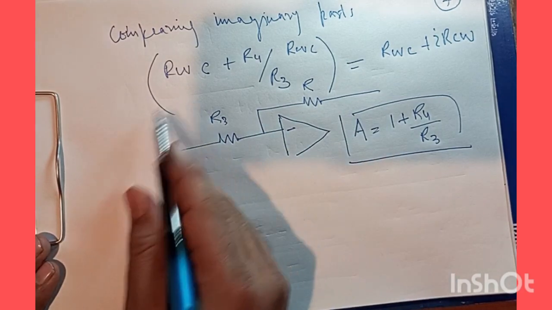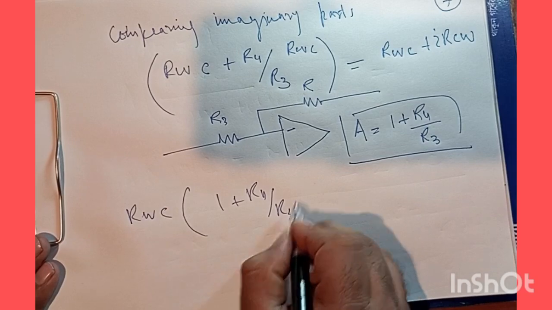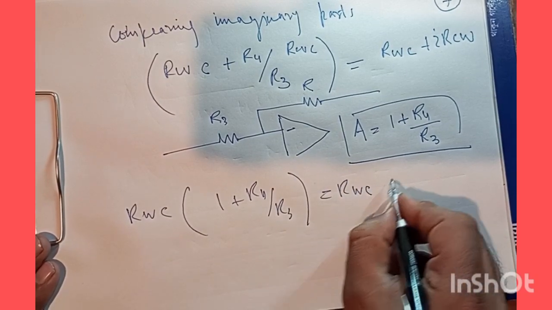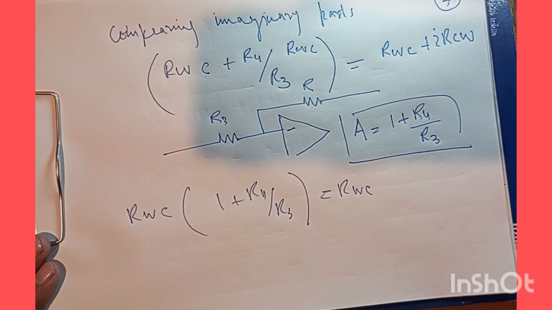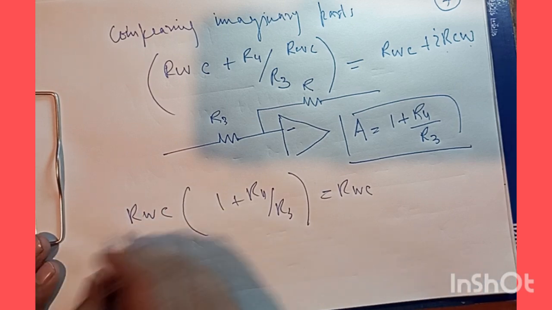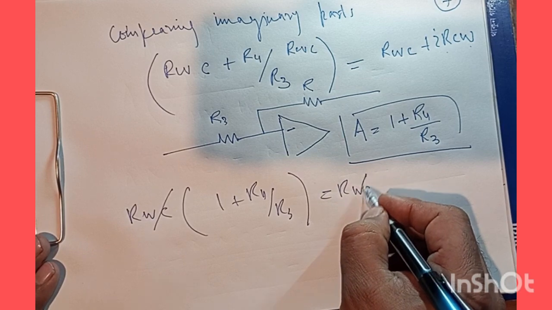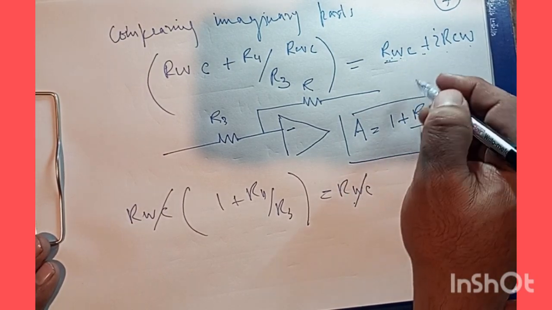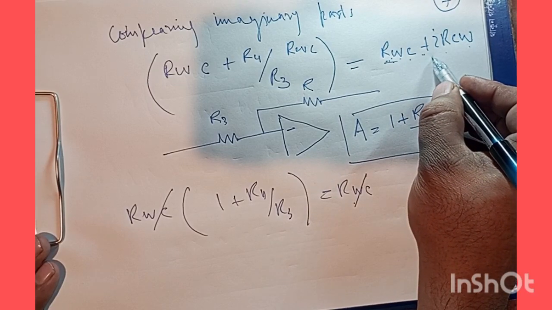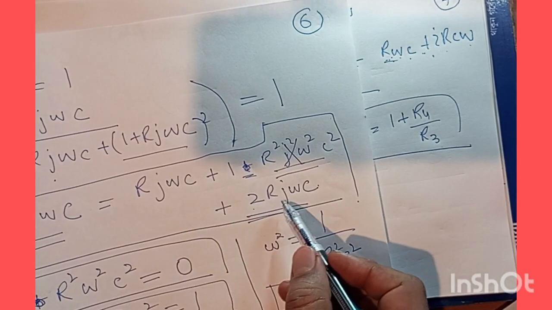So you can get something like R omega C times 1 plus R4 by R3 equals R omega C. Now, if that's the case, you can have cancellation of this R omega C with R omega C. Now here, I think we should be looking for this RC omega, right? What was here? Here it was 2R omega C.